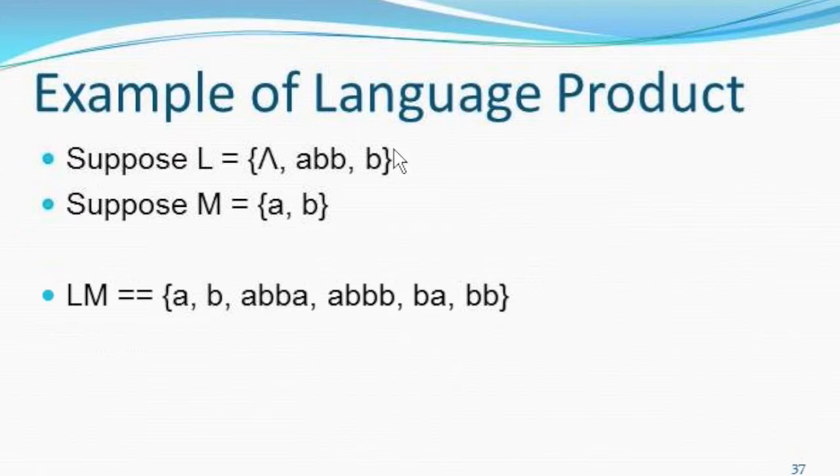So suppose we have L and M as defined here. You want to pause this video and just check, but I think you'll find that this is LM. So we take one thing from L, let's start with lambda, and go through all the elements of M. So lambda concatenated with A is just A, lambda concatenated with B is just B. Let's take the next element of L, concatenate that with everything, the next one, concatenate that, and you get this set. Let's be precise, please.